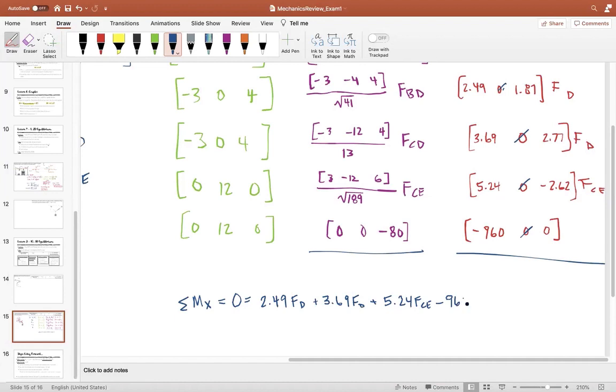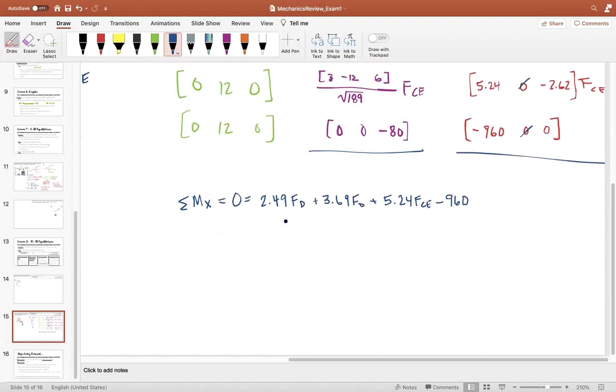Beautiful. So I want to rewrite that so that my constant is on one side and these 2 terms are combined. So it would be equals 960, right? And we combine that, so it'd be 2.49 plus 3.69, which is 6.18 FD, and then plus the 5.24 FCE. Beautiful. Someone get me some of the moment in Z.